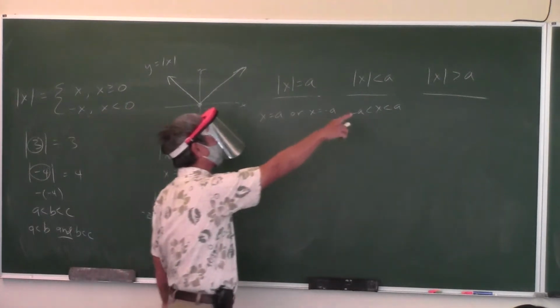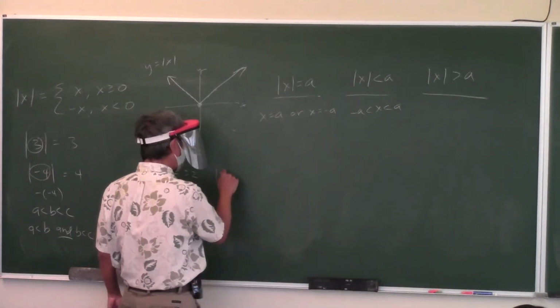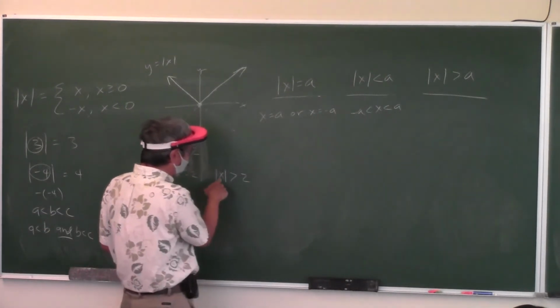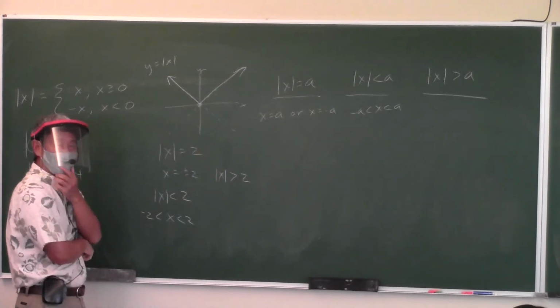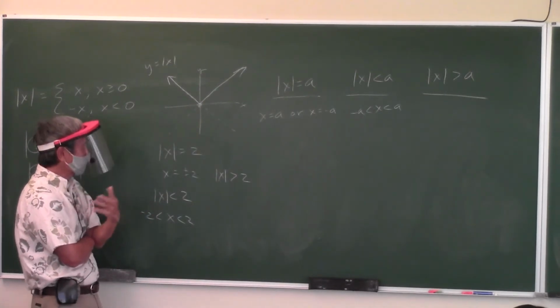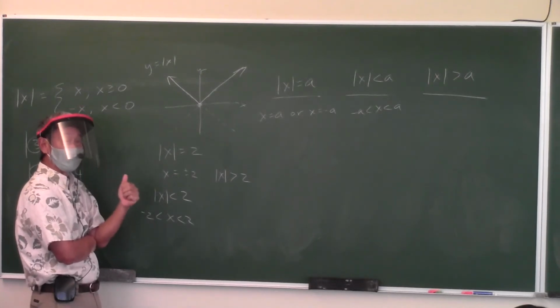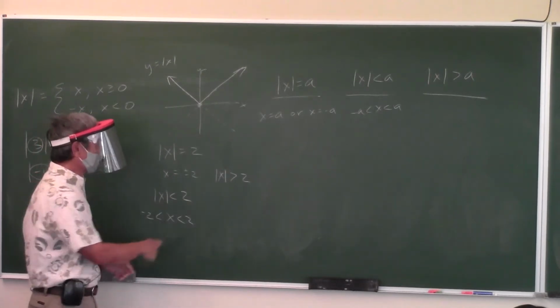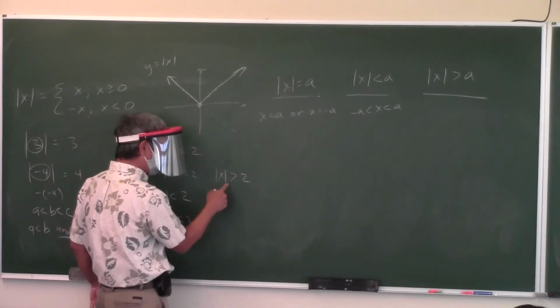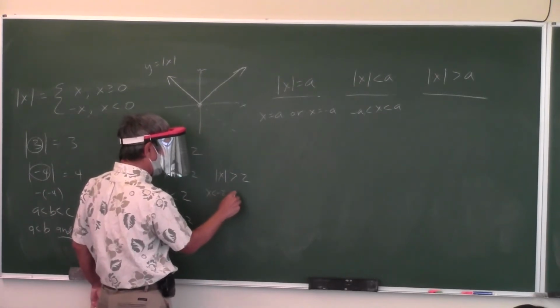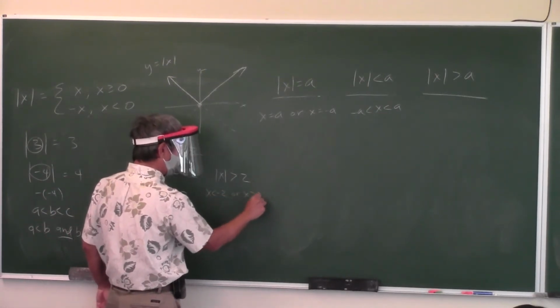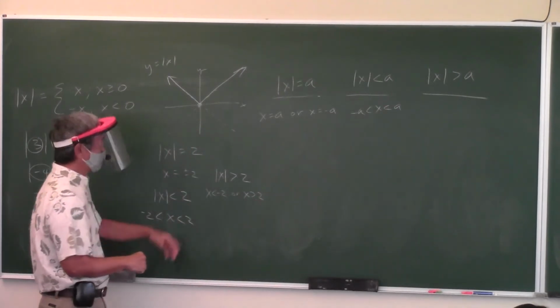Okay, and then finally this last one. Let's look at a specific number like that. What numbers can I plug in for x to make that true? Like 3, 4, 5, 6, right? What about -3, -4, -5, -6? Yeah. So what does this mean? Doesn't this mean x is less than -2? Or x has to be bigger than 2? Yep.